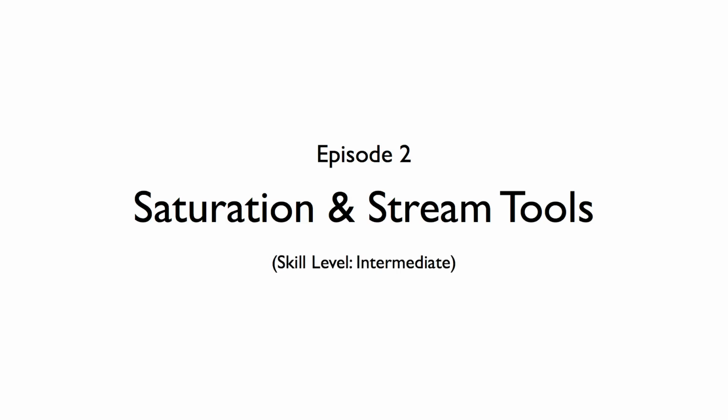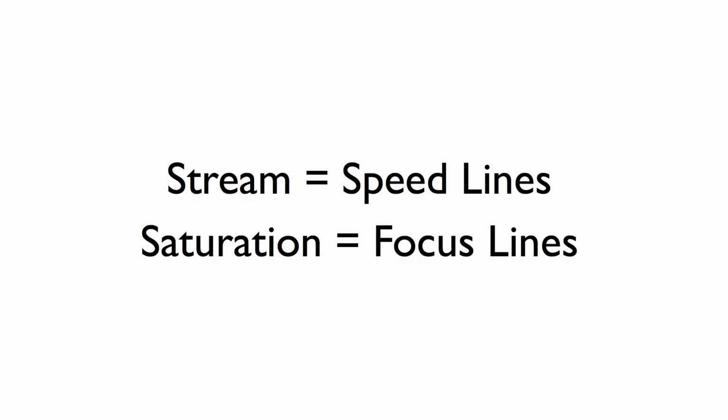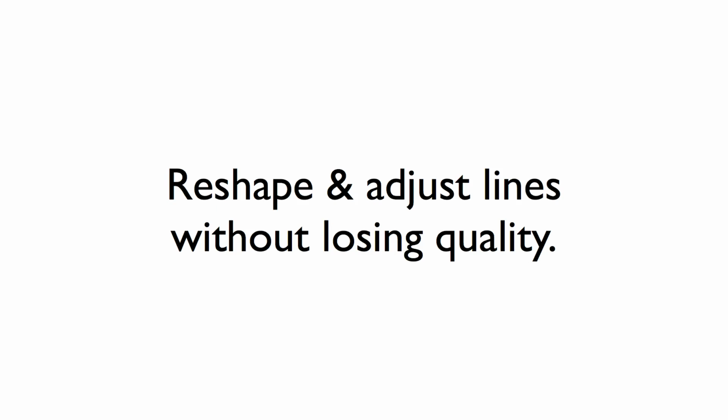Now on this episode, I'm going to break down two new tools in Manga Studio 5, the Saturation Tool and the Stream Tool. Introduced in the most recent update, these tools give us the ability to quickly create focus and speed lines respectively. Not only that, these lines are dynamic and adjustable, meaning we'll be able to use the Object Select tool to reshape and tweak these lines as much as we want after they've been drawn.